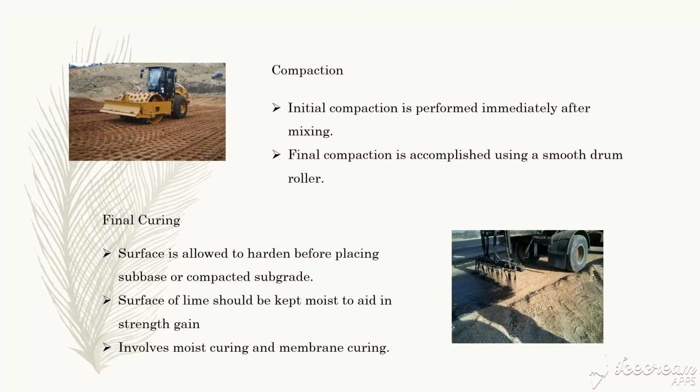During this time, the surface of the lime-treated soil should be kept moist in order to aid in strength gain. The curing can be done in two ways, which are moist curing and membrane curing. Moist curing consists of maintaining the surface in a moist condition by light sprinkling and rolling when necessary, whereas membrane curing involves sealing the compacted layer with a bituminous prime coat emulsion, either in one or multiple layers.